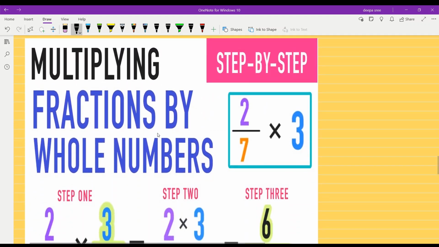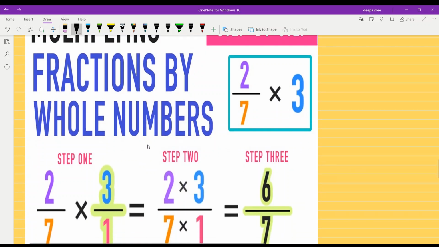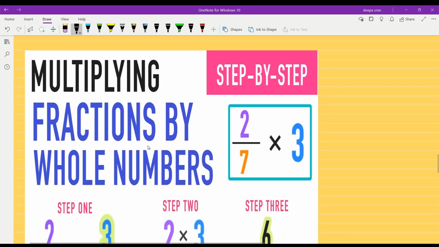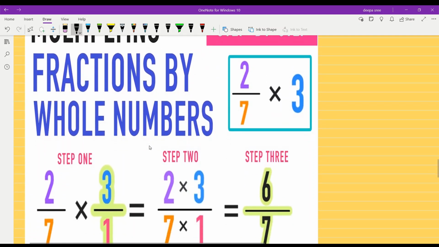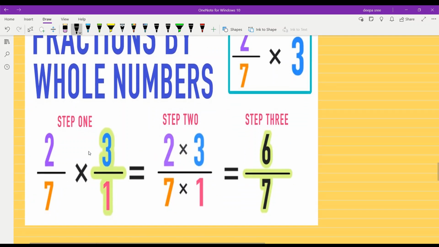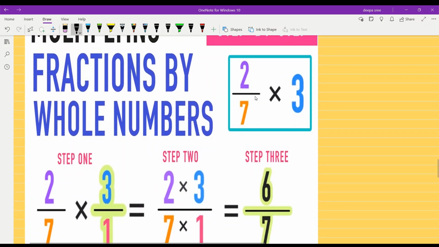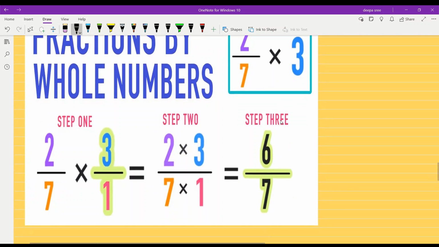Next, multiplying fractions by whole numbers. So how to multiply a fraction by a whole number? First we have to convert the whole number into a fraction. The example given here is 2 by 7 into 3. Here 3 is a whole number and 2 by 7 is a fraction. In step 1, we convert the whole number into a fraction by writing the denominator as 1.